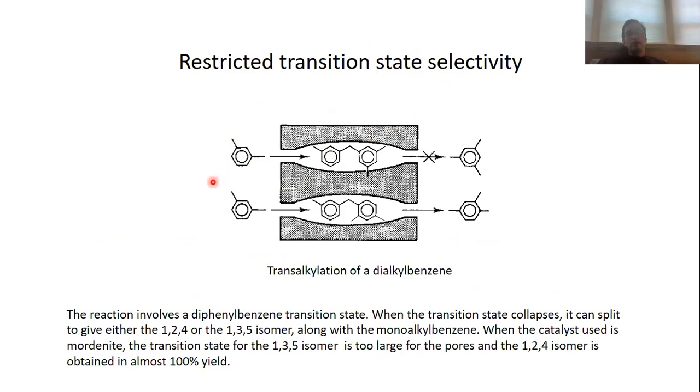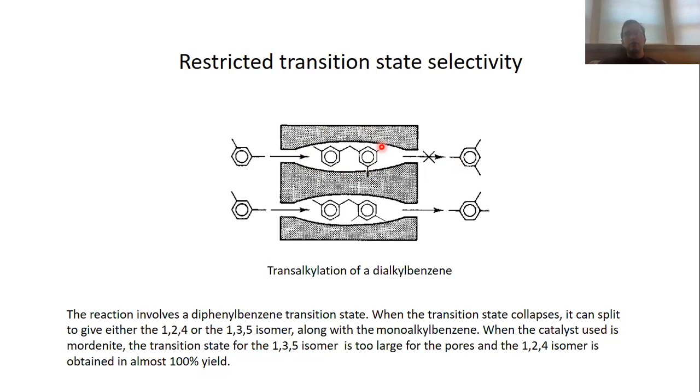And in this case, we have neither reactant selectivity nor product selectivity. Rather, the shape of the possible intermediates formed determines what product can form. Only one of several possible intermediates can form, because only one of them fits well into the pores, while the other ones do not fit well into the pores.